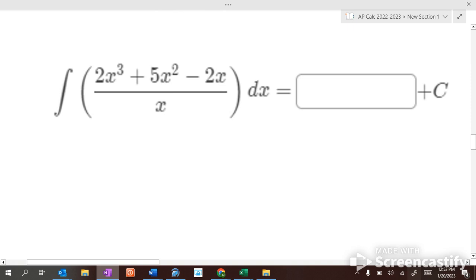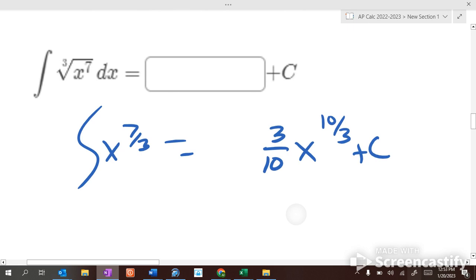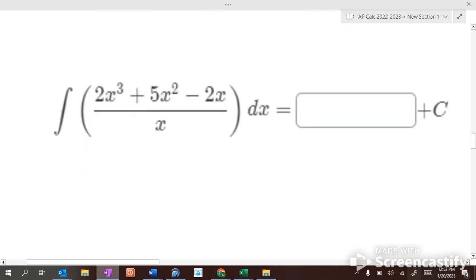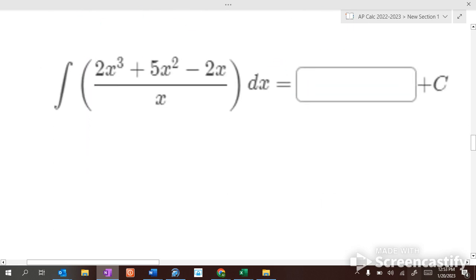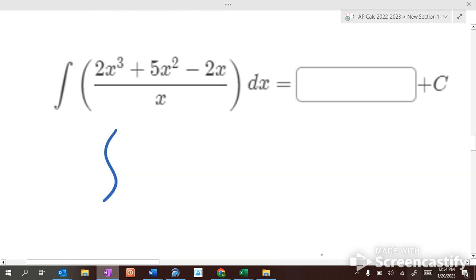Okay, just like the last problem. What did we do on the last problem? We rewrote it. This one we should rewrite first as well. Into what? The integral of 2x squared. We're dividing by x. So divide them each by x. 2x squared plus 5x minus 2.